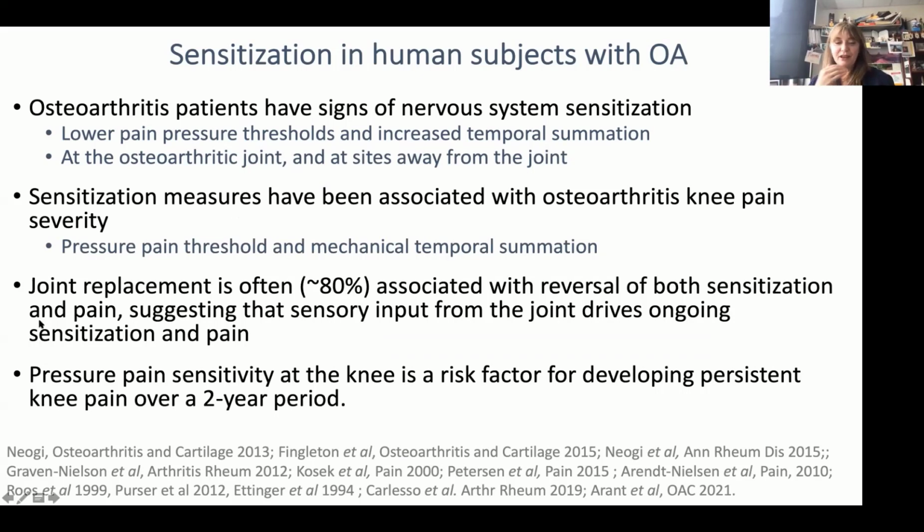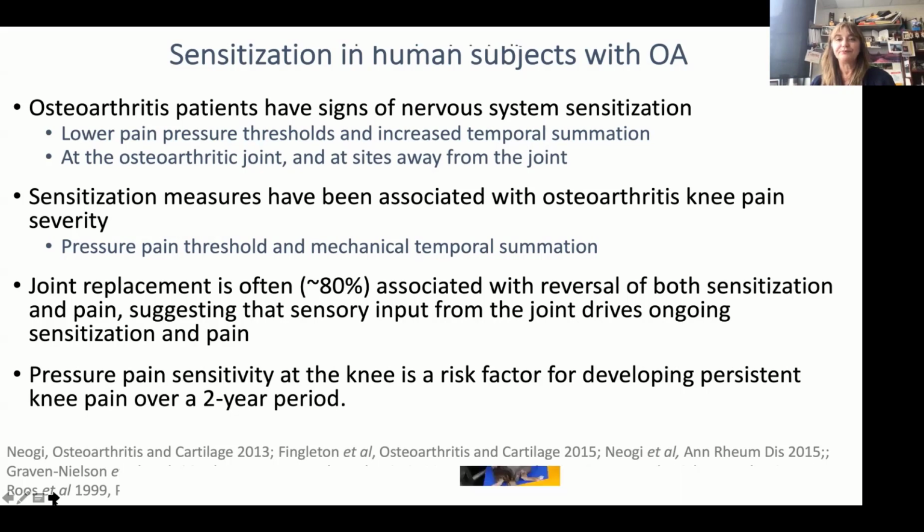What is, I think, really quite striking is that joint replacement is not only associated with reversal of pain, but in most people also with reversal of sensitization. And then lastly, there are currently studies emerging that really indicate that this pressure pain sensitivity at the knee may occur in patients before actually knee pain occurs, and that is actually a major risk factor for developing persistent knee pain 2 years later. So this is in patients with osteoarthritis.